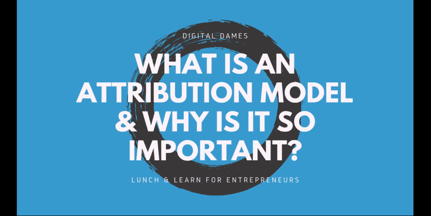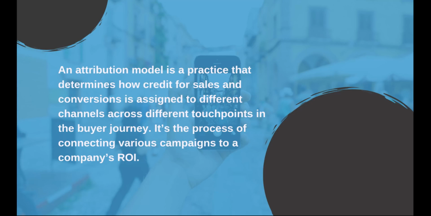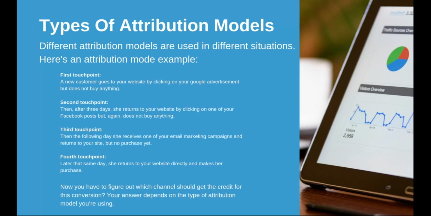This is Jacqueline Houghton from Digital Dames, and today we're going to talk a little bit about what an attribution model is and why it is so important. In a nutshell, an attribution model is a practice or method used to determine how the credit for sales and conversions is assigned to different channels across the different touch points in your user's buyer journey. So it's basically the process of connecting all of your different campaigns to your company's return on investment.